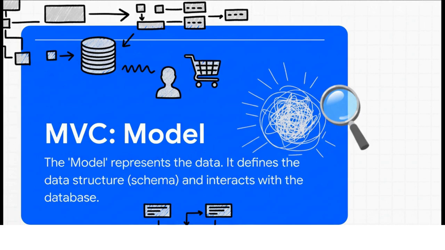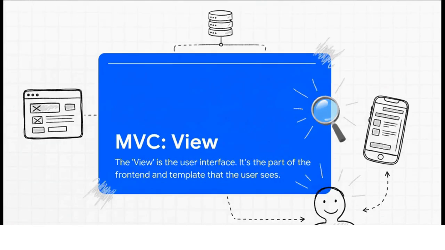Let's break it down. First up, the model. The model is all about the data. It defines the structure of your data, like what fields does a user have, and it's the only part of your code that's allowed to talk directly to the database. Next up is the view. Pretty simple. The view is what the user actually sees. It's the user interface. Its only job is to display the data it's given. It shouldn't have any heavy logic in it. It just makes things look good.